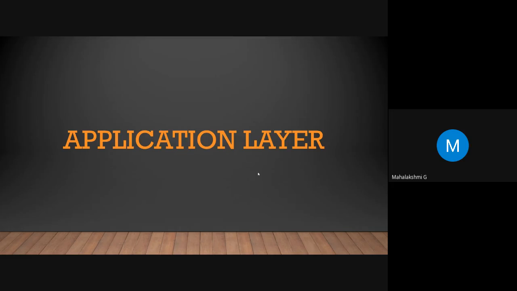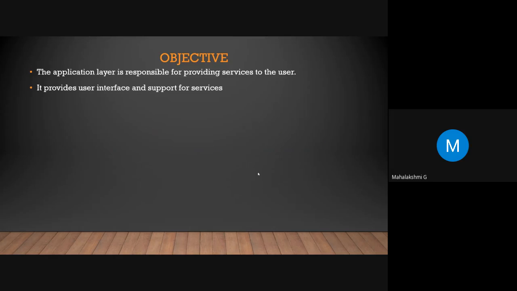Good evening. Today we are going to see about the application layer. As we already know, it is one of the layers of the OSI model. The application layer enables the user, whether it may be a human or software, to access the network. The application layer is responsible for providing services to the user.